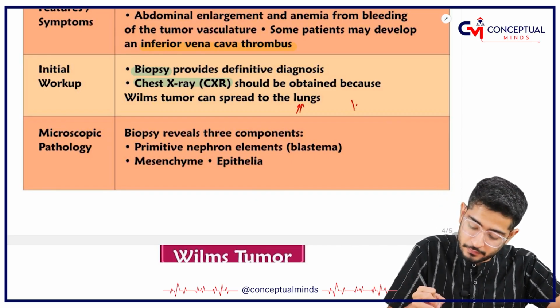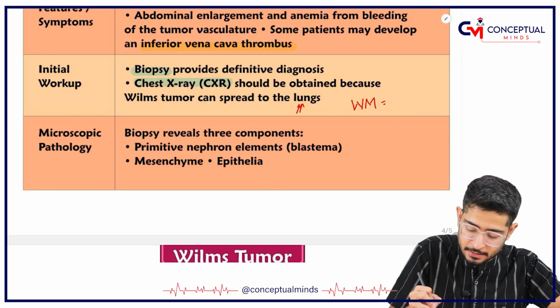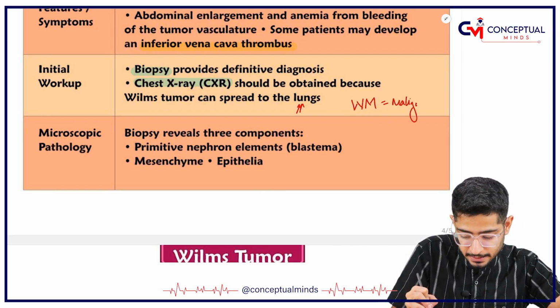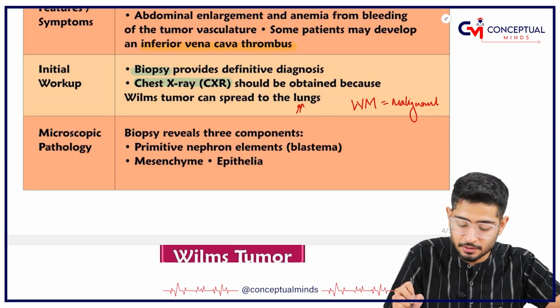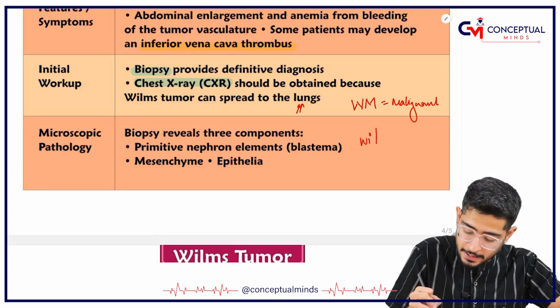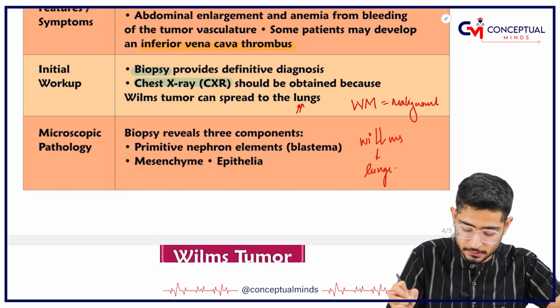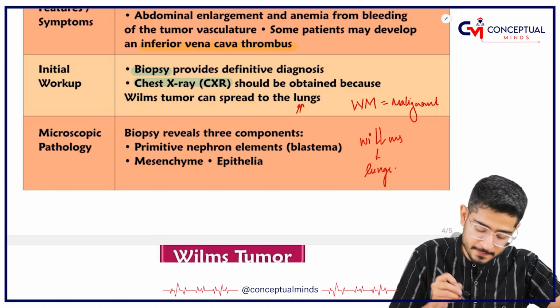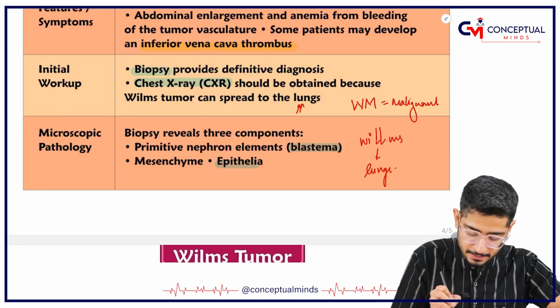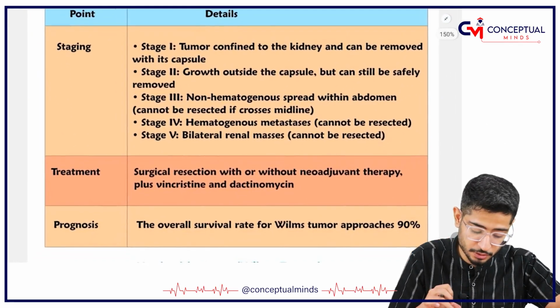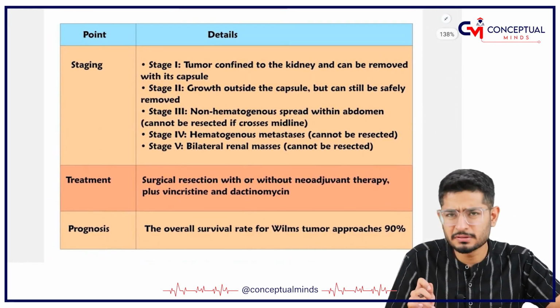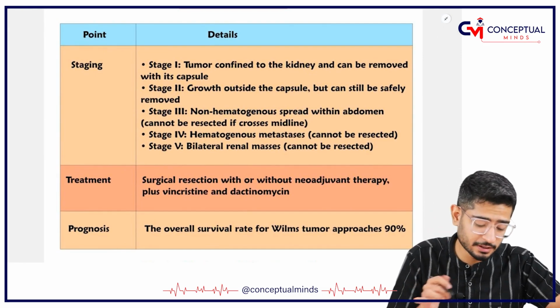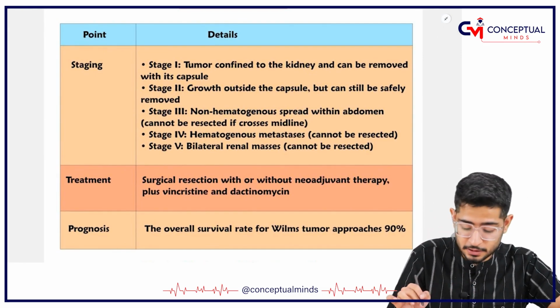So Wilms tumor, W is M is a malignancy, is a malignant tumor, and this Wilms is having WILLMS. L for what? L for lungs. So going to the lungs. Biopsy reveals the blastema, the epithelia, and the mesenchyme. I have already shown you. Coming on to staging, although the staging is not very important, but if it comes as a short note, then you should know this.